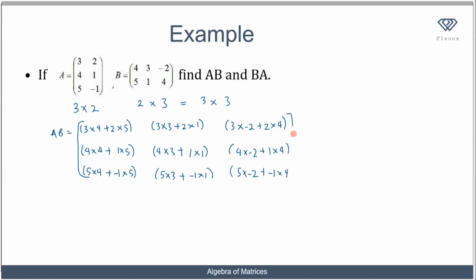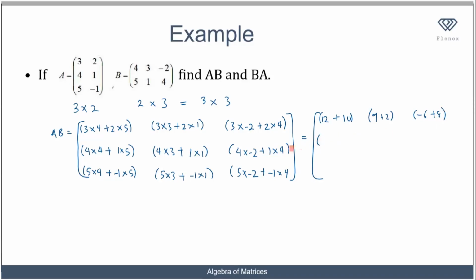And what would that result in if we do this? Here we have 3 times 4, which is 12, plus 2 times 5, which is 10. Here we have 3 times 3, which is 9, plus 2 times 1, which is 2. So here we have 9 plus 2. And finally here we have 3 times minus 2, which is minus 6, and 2 times 4, which is 8. So we have minus 6 plus 8.